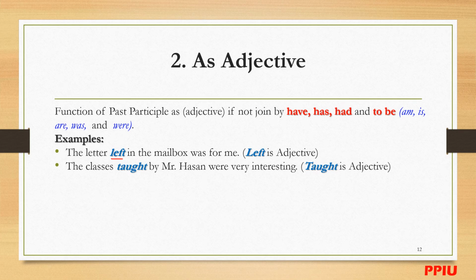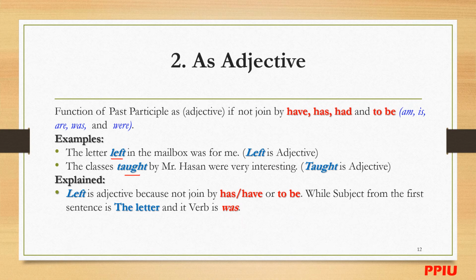The classes touched by Mr. Hansen were very interesting. So "touched" is an adjective. The classes are touched by Mr. Hansen, and they were very interesting. Since it is not formed or joined by the verb have, has, had, or to be, they function as an adjective in here, right?